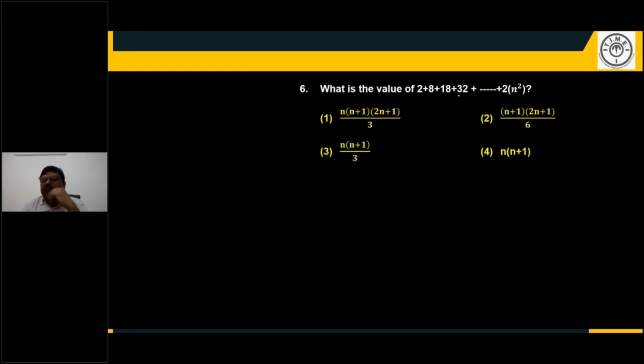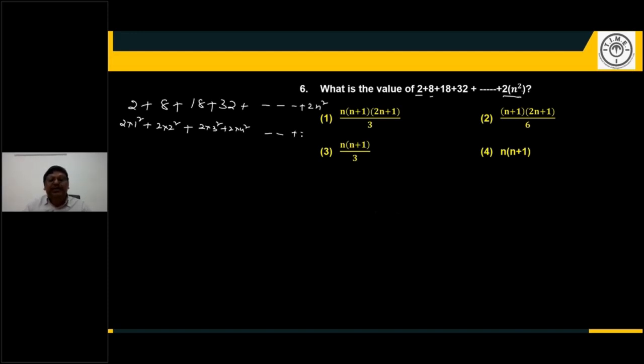You can see the pattern, students. In fact, if he had not given this part, it would have been a little tough for you to identify what series this is: 2 plus 8 plus 18 plus 32 and so on. But now that he has given it, you can see it is in the form of 2 into n square. See, this is 2 into 1 square, this is 2 into 2 square, this is 2 into 3 square, 2 into 4 square, till 2 into n square.